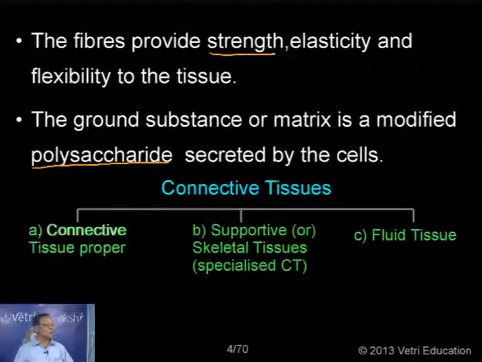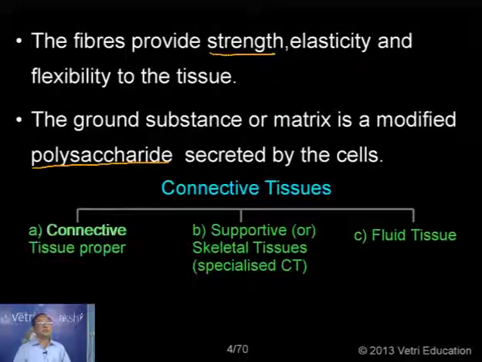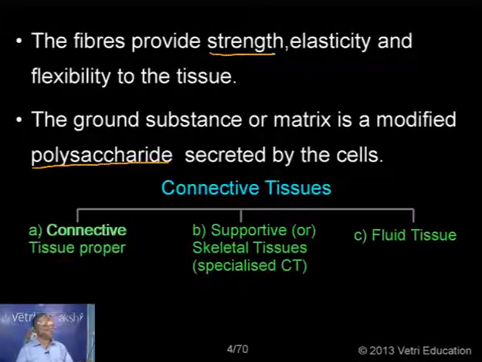Another one, the supportive or skeletal tissue. You know that one, the bones and cartilages. They provide support, nothing but the hard material. That is why they are called skeletal tissues. It is a specialized tissue.